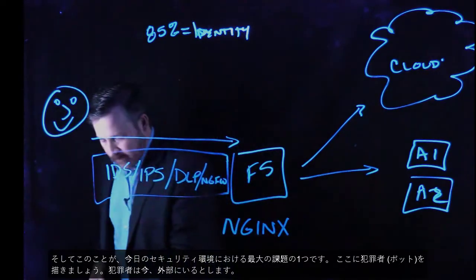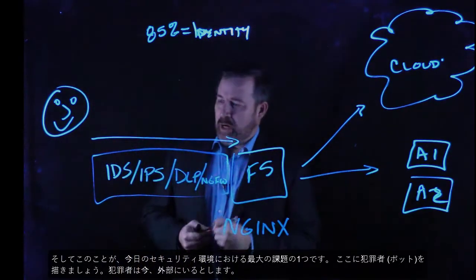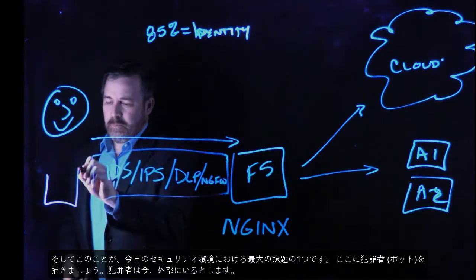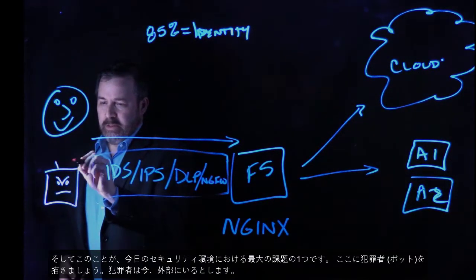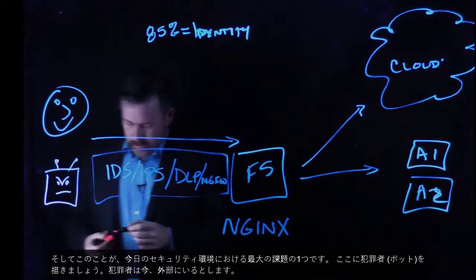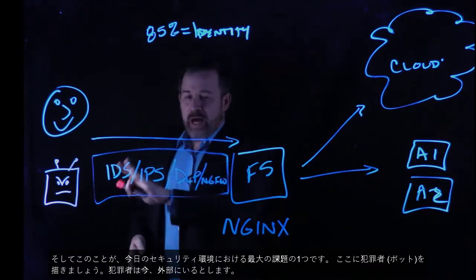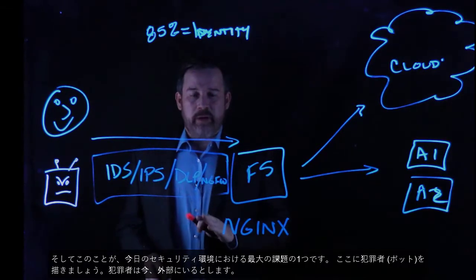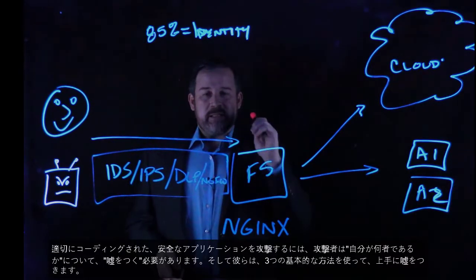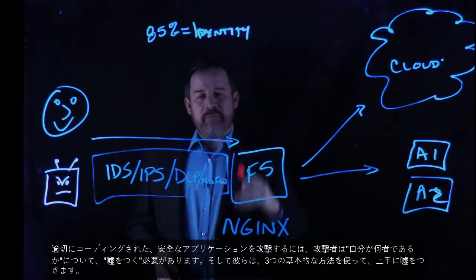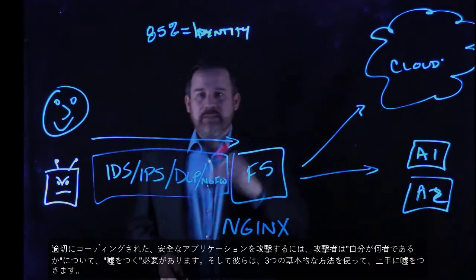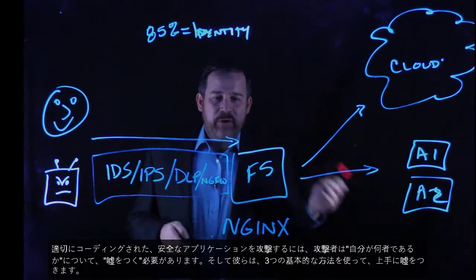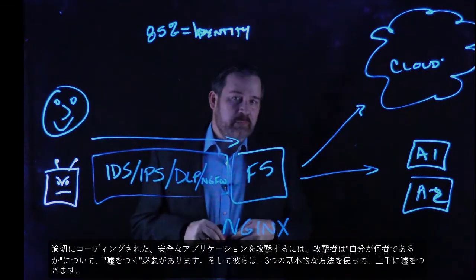So I'm going to switch over, and we're going to draw a bad guy, and we're going to draw him as a bot. So we'll give him a square head, and we're going to make him mean. Give him a couple of antennas. So you've got your malicious actors out there. And to successfully attack applications that are otherwise well-coded and secure, attackers have to lie about who they are. And they're going to lie in three fundamental ways.